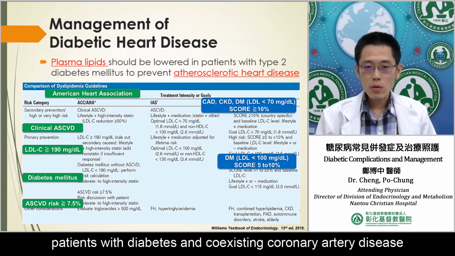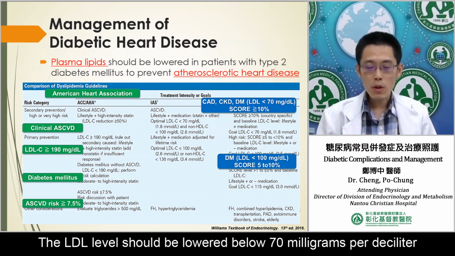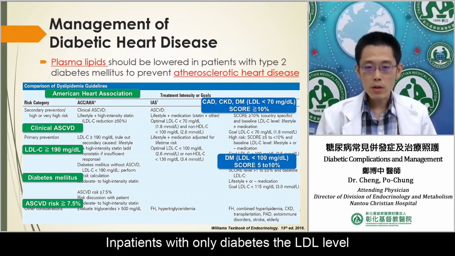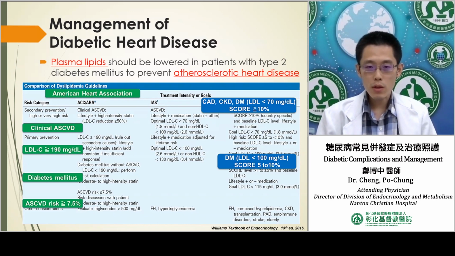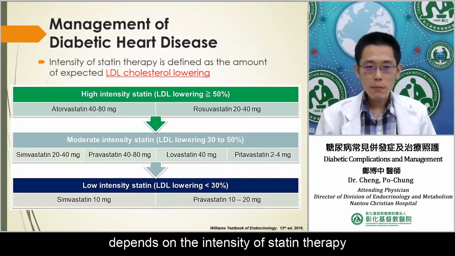In patients with diabetes and coexisting coronary artery disease or chronic kidney disease, the LDL level should be lowered below 70 milligrams per deciliter. In patients with only diabetes, the LDL level should be lowered to 100 milligrams per deciliter. The level of LDL cholesterol lowering depends on the intensity of statin therapy.